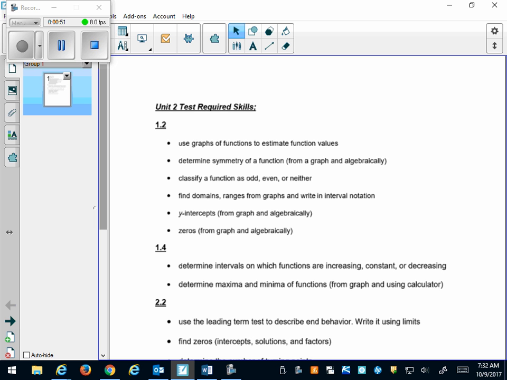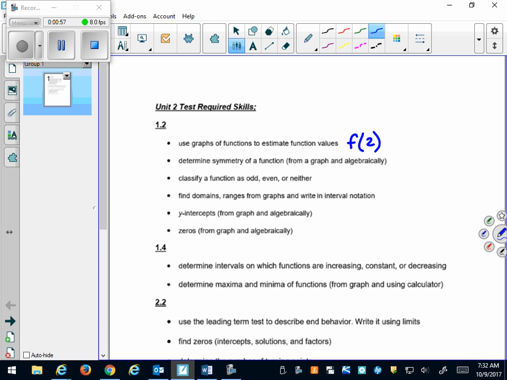So section 1.2, just make sure you understand function notation. If I say f of 2 on this graph, there's a picture of a graph, can you look at where x is 2 and tell me what the y is? That's basically what that means. Symmetry, that's y-axis symmetry, x-axis symmetry, or origin. And remember, testing that algebraically meant either plugging in opposite of x when you're testing for y-axis symmetry, opposite of y when you're testing x-axis symmetry, and opposite of both for origin.